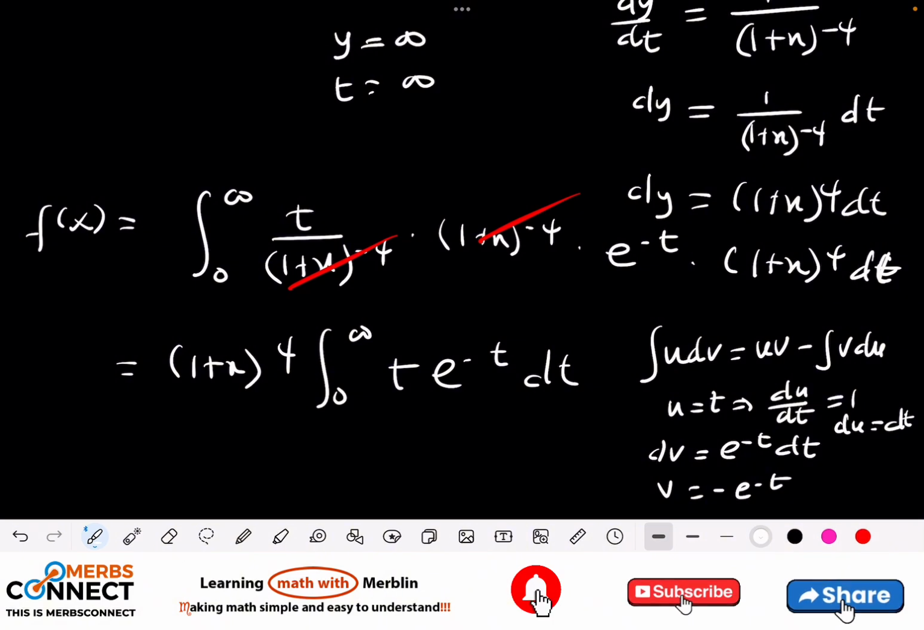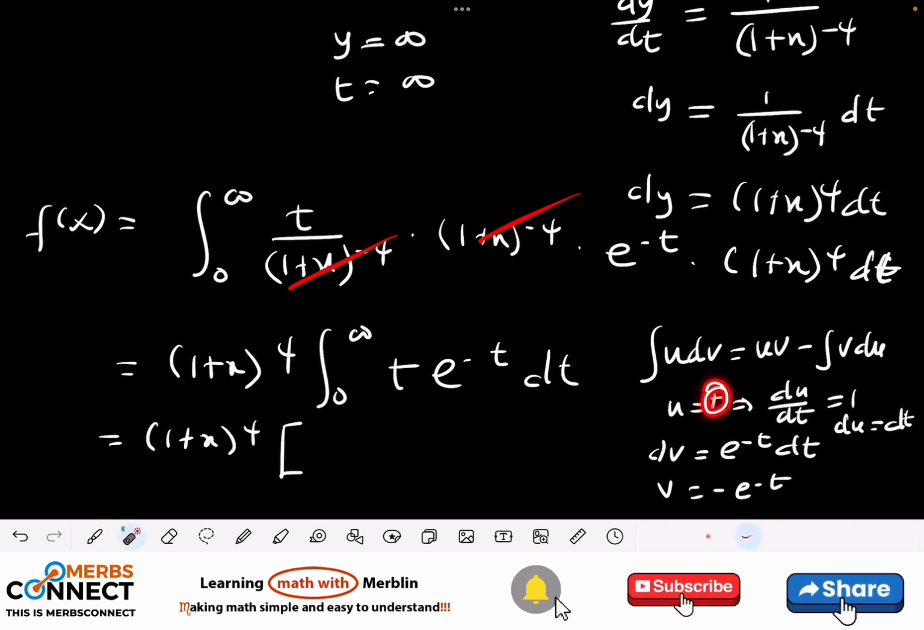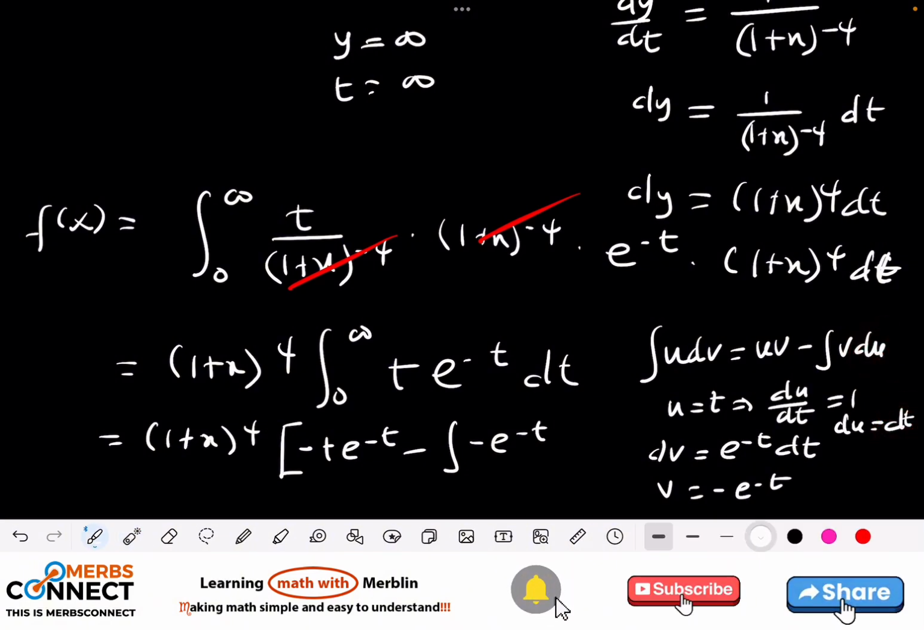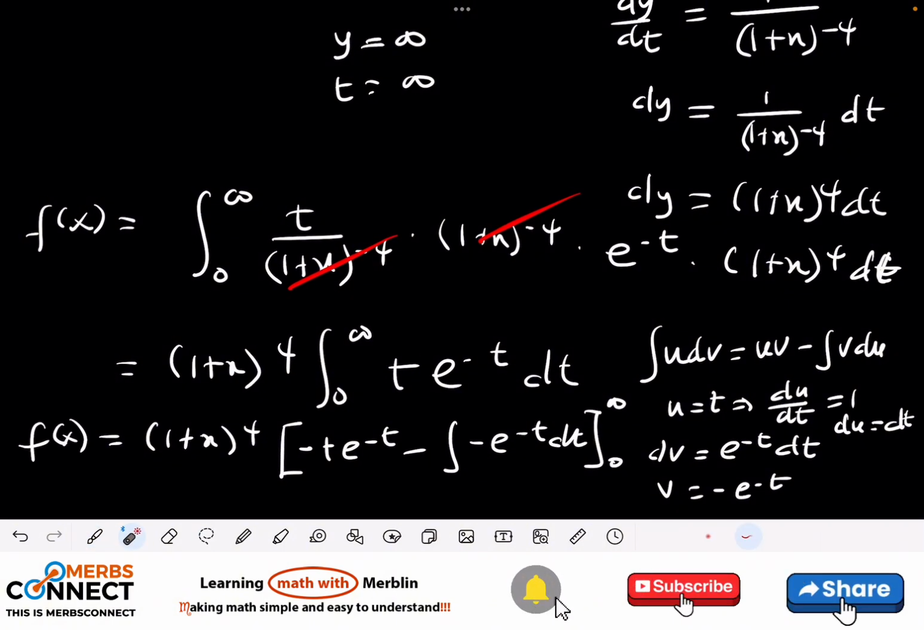So when I'm doing the substitution, I'm going to have 1 plus x to the power 4, open bracket. What is u? u is t. What is v? v is minus of this. So this is minus t e to the power minus t, minus the integral of what is v. v is here, so minus e to the power minus t. Then what is du? du is the same as dt. So this is also going to give us dt right here. Don't forget we are moving from 0 to infinity, right? So I can write here f of x and take this one to the next page so that we can continue from there.